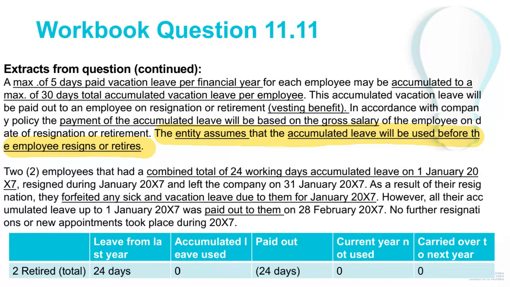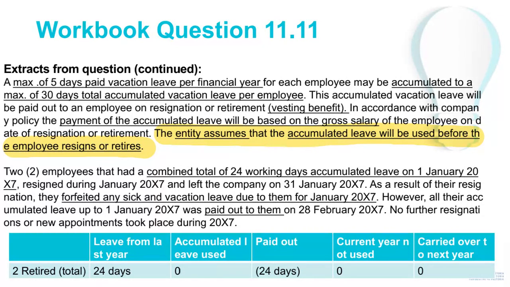You understand what I'm saying? So the basis that we're going to raise the provision on is that it is entirely used. So the company is saying there's no split between used and paid out. We are assuming everyone is using the leave. So when we raise the provision, we raise it on the basis that everyone is using the leave. Does everyone understand? Give me a thumbs up if you understand the reasoning behind that.